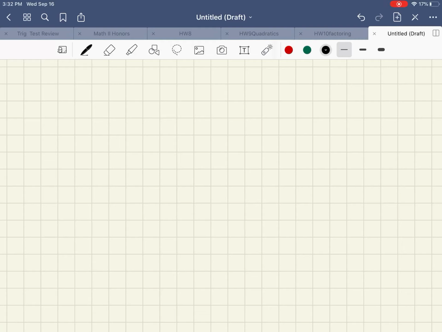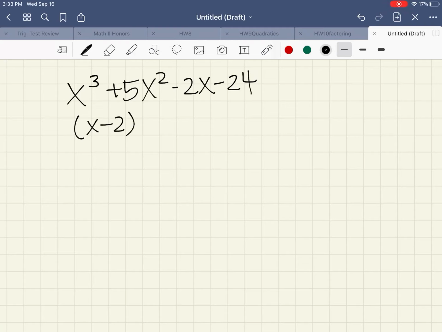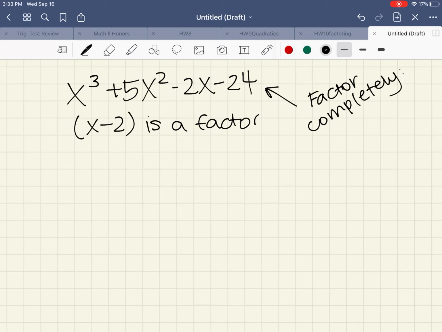For example, let's say I have x cubed plus 5x squared minus 2x minus 24. If I know x minus 2 is a factor, like if the problem in the test tells me that x minus 2 is a factor, I can follow a couple of steps to factor this completely. To factor completely means to move from something that looks like this, something ugly, to these little things here.